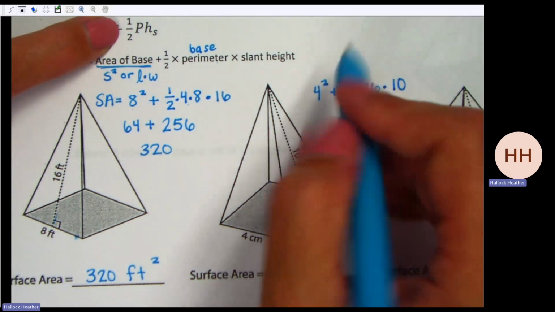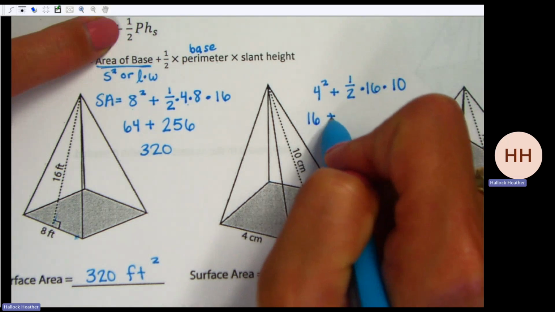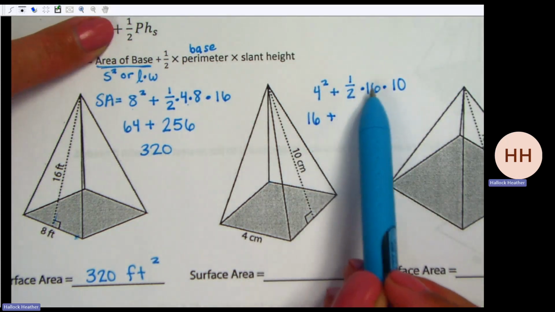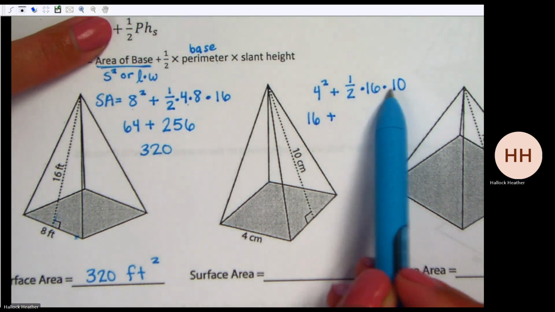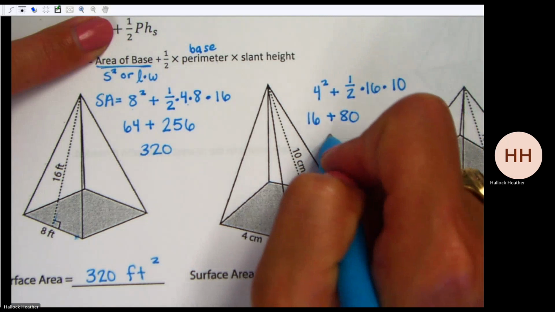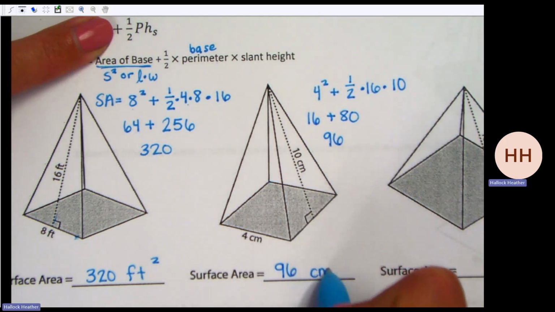Four squared is 16. I'm adding, and then I could do 1/2, which is 0.5. 0.5 times 16, half of 16 is 8. 8 times 10 gives me what? 80. So if I add them together, what do I get? 96. So it's 96 centimeters squared.